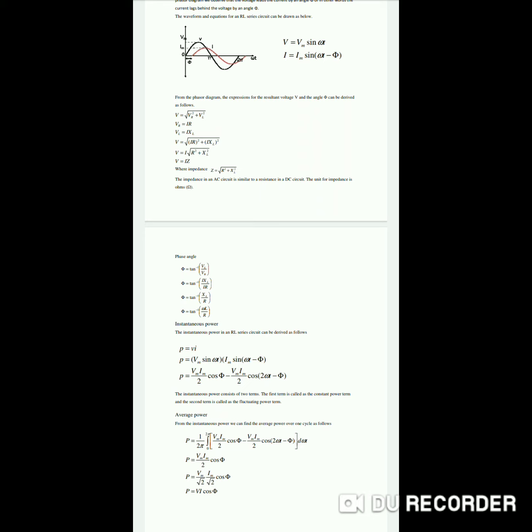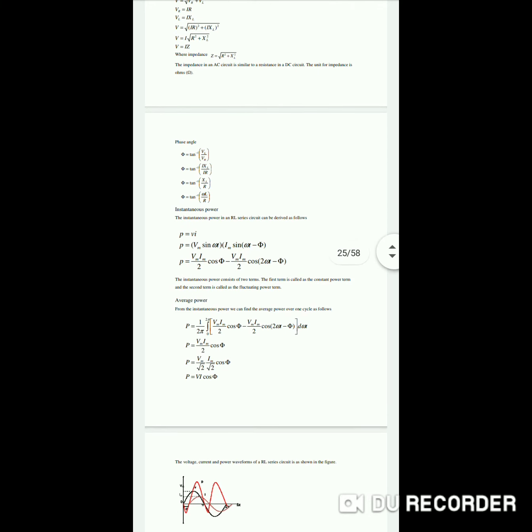Now we'll find the instantaneous power. The formula is P is equal to V into I. V we know is Vm sin omega t, and I we know is Im sin of omega t minus phi. Using the formula for sin A into sin B and simplifying, we get P is equal to Vm Im divided by 2 into cos phi minus Vm Im divided by 2 into cos of 2 omega t minus phi. So this is the instantaneous power.